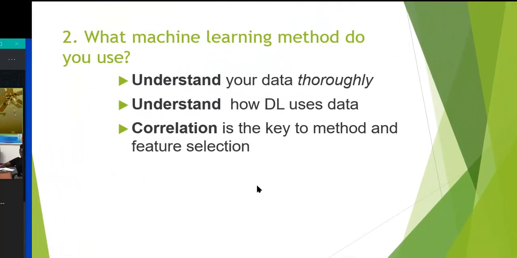All right. So in order to decide what machine learning method you do use, you should understand your data thoroughly. You should take time to understand what your data is, what the nature of your data is, the deficiencies of your data, what the data is telling you. You should try to visually represent your data, understand how different parts are related, understand the mechanism that makes the data behave the way it does. You should also understand how deep learning uses data. What is deep learning doing with the data in order to draw its conclusions?